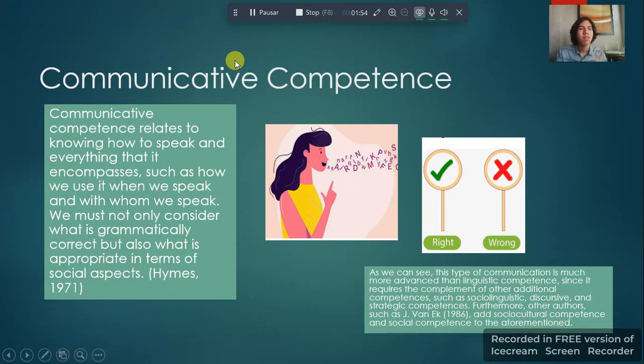For that, we need to move on to communicative competence. Communicative competence relates to how we use the language in different contexts. It's a more advanced way of communication because it uses other additional competences, sociolinguistic, discursive and strategic competence, because it's a more sociocultural competence about all the different peoples.